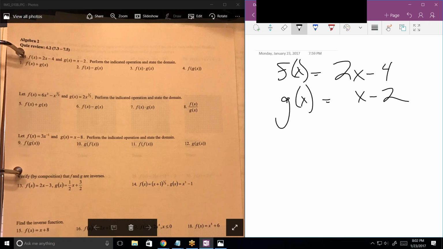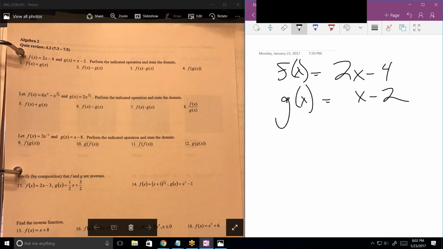Okay. So that's all you do for those? Well, for the first two, yeah. It gets more complicated as we go forward. This would be x minus 2. Good. And number 3, this would be 2x squared plus 8.